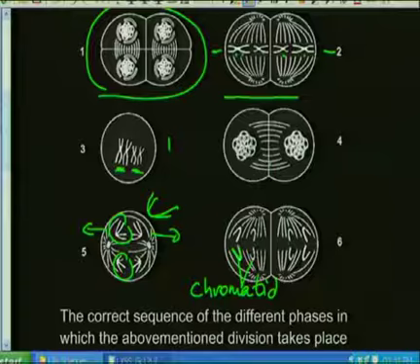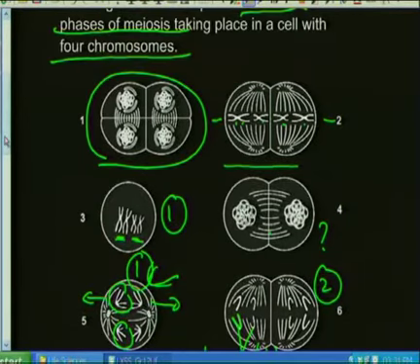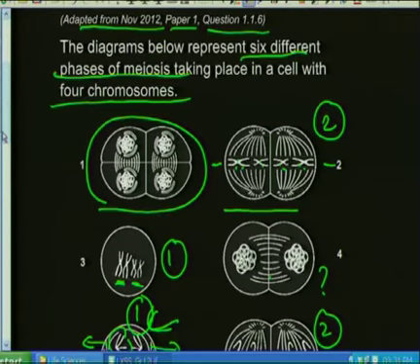So let's look at that now. This one here will be meiosis 1. This will be meiosis 1. This will be meiosis 2. This one here, we have a question mark because we can't see much happening there. This one here would be meiosis 2 because they are single. And this one here, you can see clearly there are about 4 cells forming. 1, 2, 3, 4. So this will be meiosis 2.